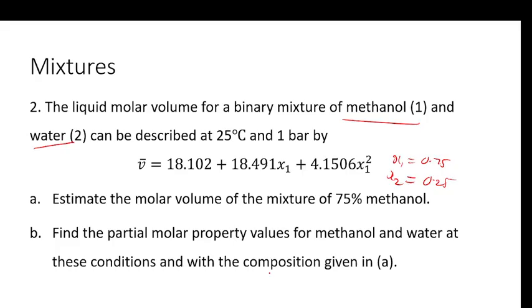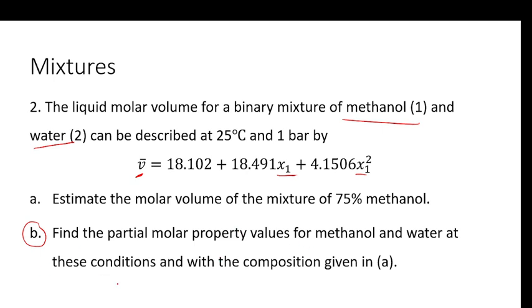Now find the partial molar property values for methanol and water at these conditions with the composition given in A. Okay, so I think what we did right now was for B. We found the partial molar properties, right? And the question was that we should estimate the molar volume of the mixture of 75% methanol. So for A, this is not the partial molar, it's the molar volume, which is what we have here. So to estimate this, I just need to put in 0.75 wherever I see x1, because x1 is the composition for methanol.